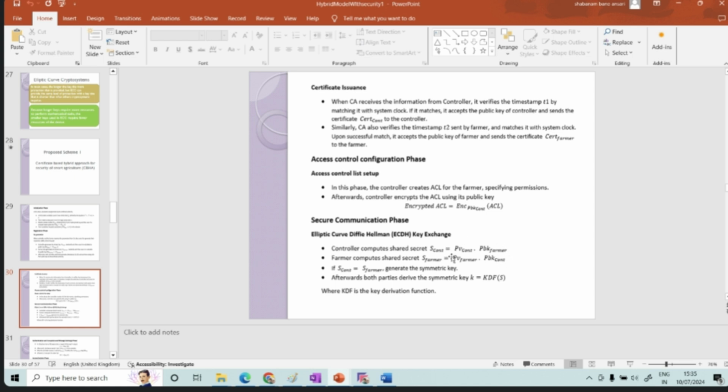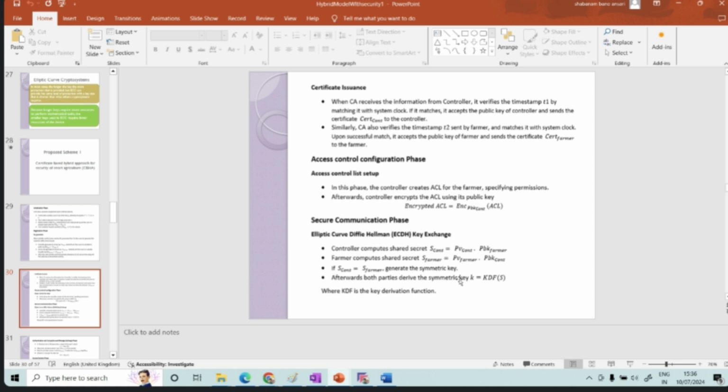The farmer computes the shared secret. How? The farmer uses his private key and the public key of the controller. So this is the shared secret computed by the controller, and this is the shared secret computed by the farmer. Now, if S cont equals S farmer, then generate the symmetric key. Afterwards, both parties derive the symmetric key K equal to KDF of S, where KDF is the key derivation function. What does KDF mean? KDF is the key derivation function.